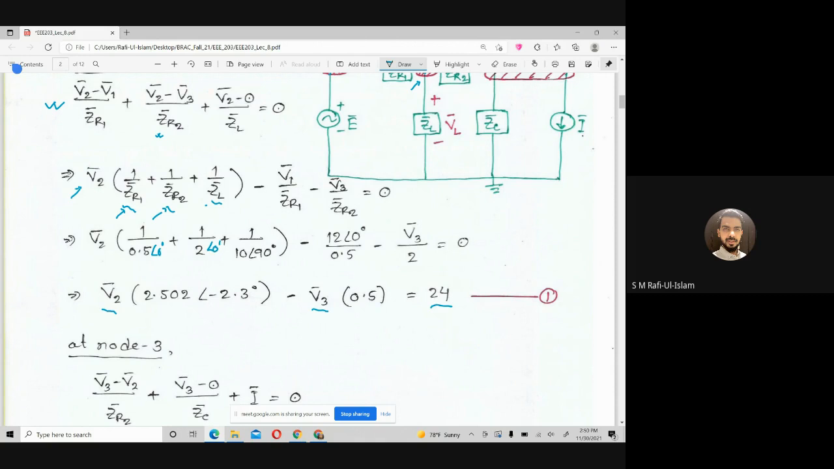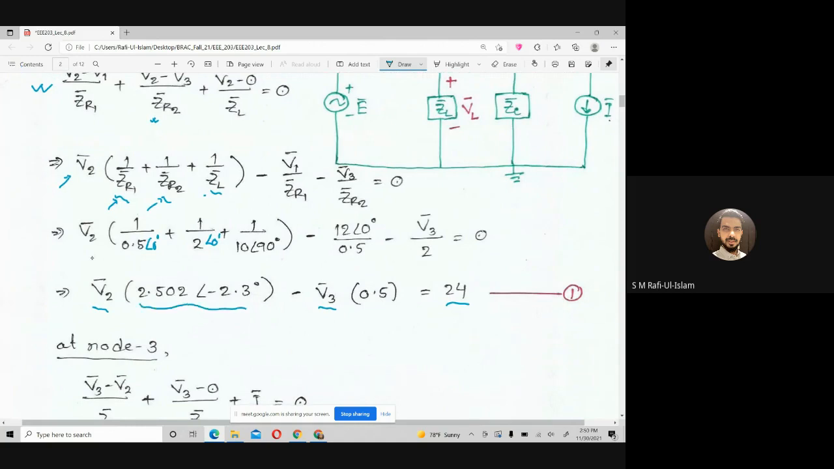So if you use the calculator, you will get exactly this value directly. Similarly, the coefficient of v1, you will get some values. Actually, this is 0 degree. But I prefer you always write in terms of complex numbers. Even if it is a real number, you could always put 0.5 angle 0 degree. So there will be no chance of mistakes.